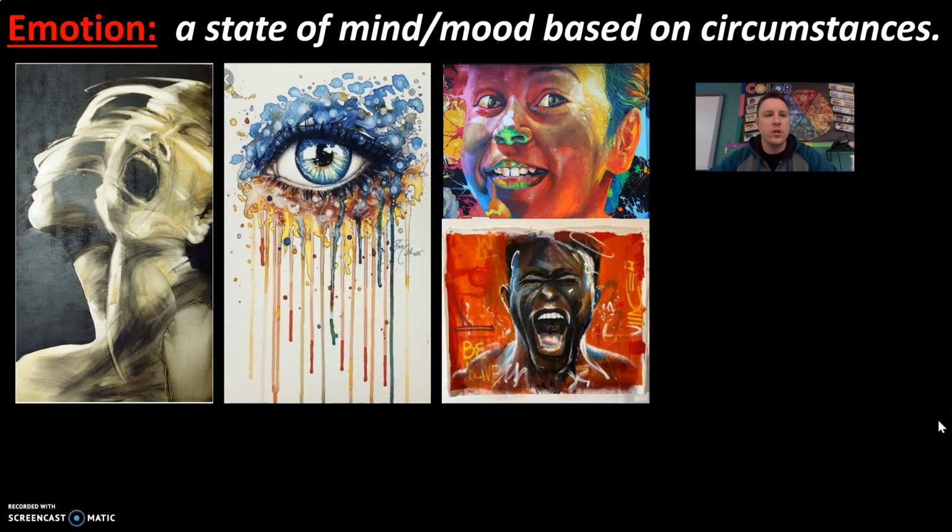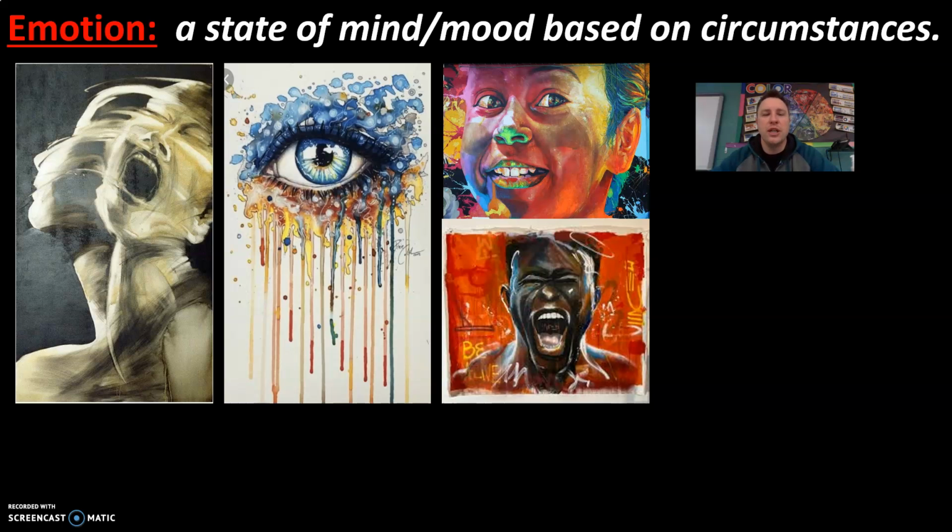So your first answer is that emotion is a state of mind or mood based on circumstances. So our emotions can change from moment to moment, day by day. You can be happy one second and all of a sudden something happens and makes you very upset.